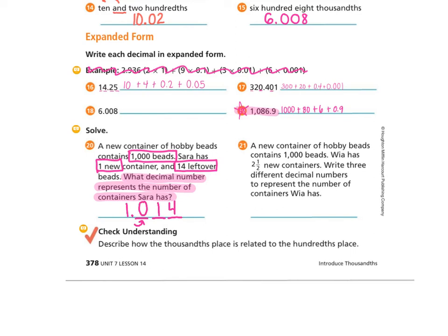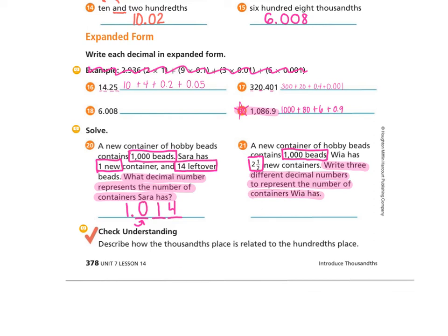Let's look at number 21. As I'm reading, square or circle the numbers and highlight the question. A new container of hobby beads contains 1,000 beads. Hey, that sounds familiar. Ria has 2.5 new containers. Write 3 different decimals to represent the number of containers Ria has. I'm going to square my 2.5, and I'm going to highlight my question. Write 3 different decimal numbers to represent the number of containers Ria has.